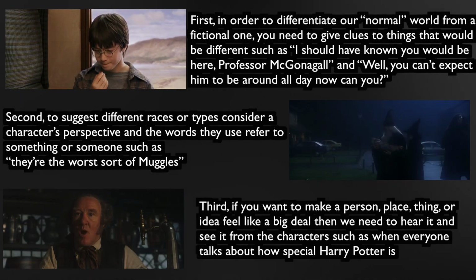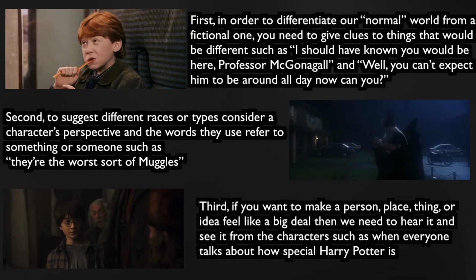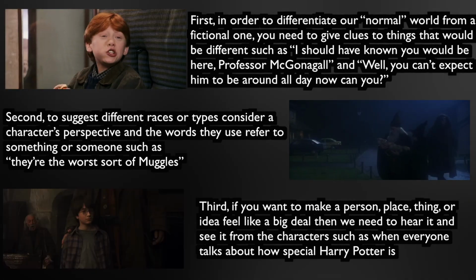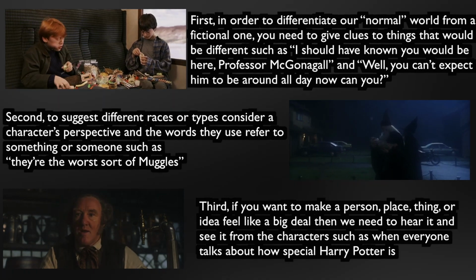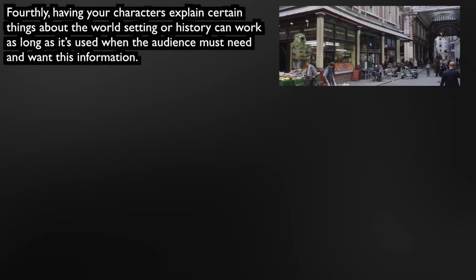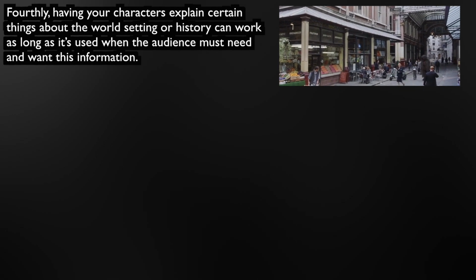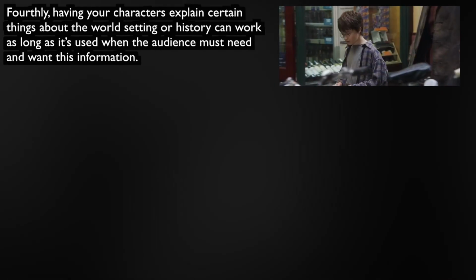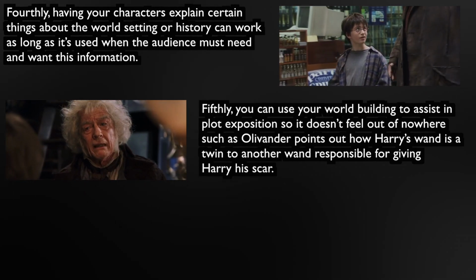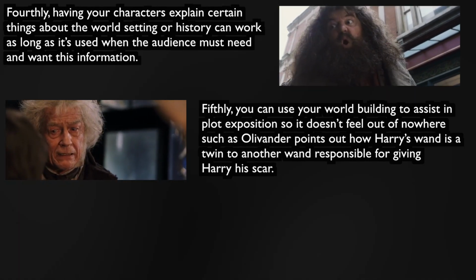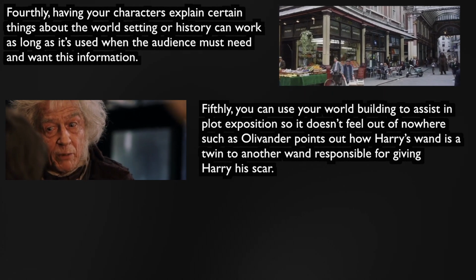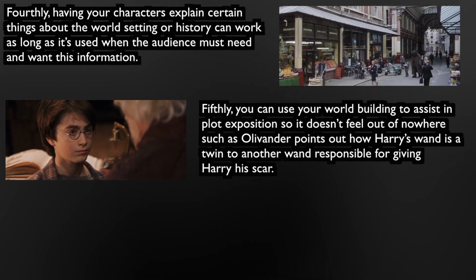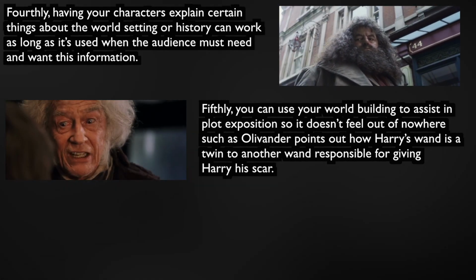Third, if you want to make a person, place, thing, or idea feel like a big deal, then we need to hear it and see it from the characters, such as when everyone talks about how special Harry Potter is. Fourthly, having your characters explain certain things about the world, setting, or history can work as long as it's used when the audience must need and want this information. Fifthly, you can use your world building to assist in plot exposition so it doesn't feel out of nowhere, such as when Ollivander points out how Harry's wand is a twin to another wand responsible for giving Harry his scar.